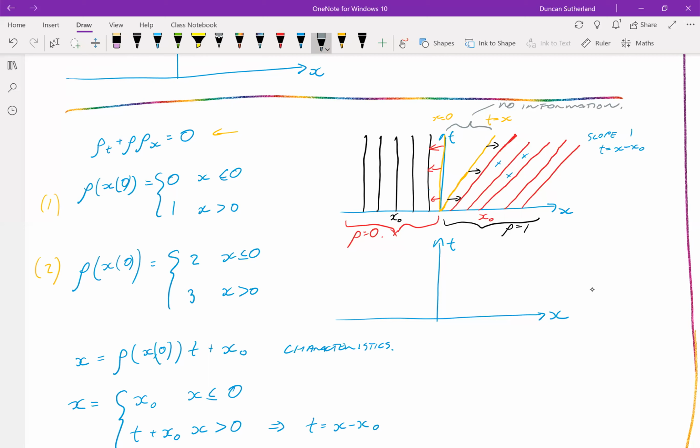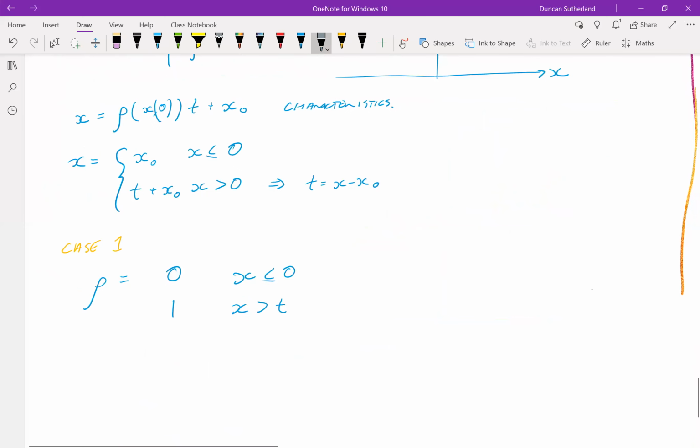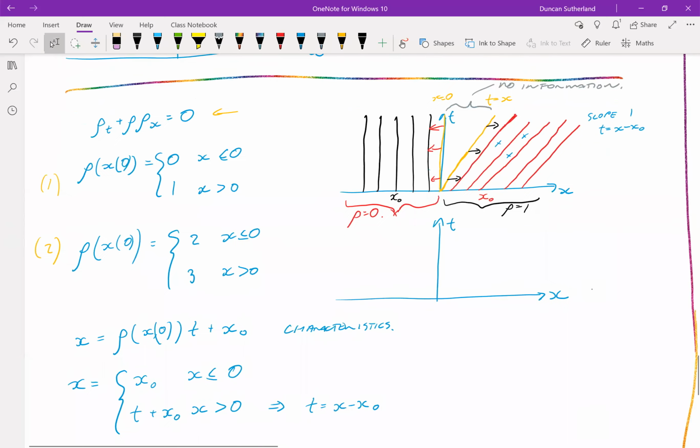We have to rescue our problem by inserting fan-like characteristics, right? This is a fan-like object, I guess, where the characteristics change gradient. We can work out the region, however, where we have no information. That is, this region in here.